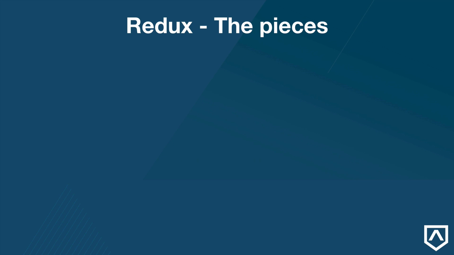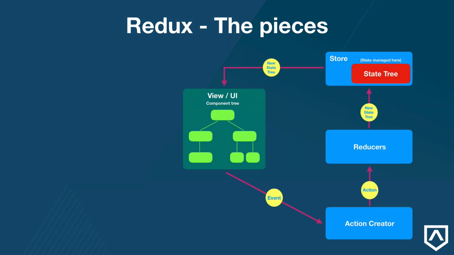So let's take a look at the pieces of a Redux implementation in a React application. Here's a chart of the data flow in a React Redux application. Don't worry, we're going to go through all of these pieces in this module. Each objective will look at a different piece. So let's just take a brief view at what these are.